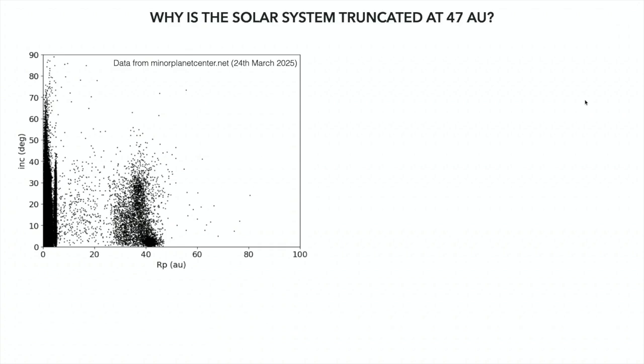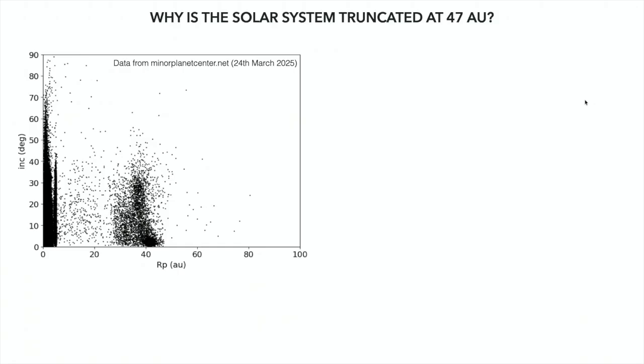There are no minor bodies outside 47 AU in pericenter. So if you plot apocenter, or sorry, if you plot semi-major axis, then things have moved. But pericenter preserves something: if you start scattering these objects, then you don't change the pericenter. So you scatter in energy but not angular momentum.